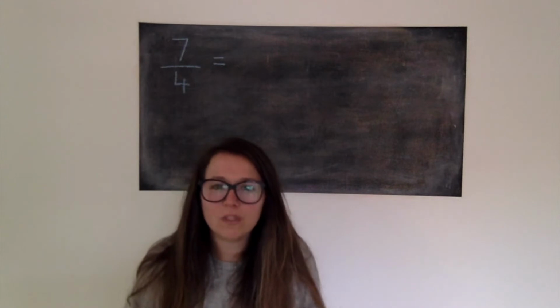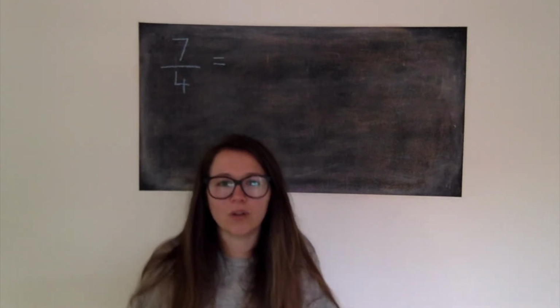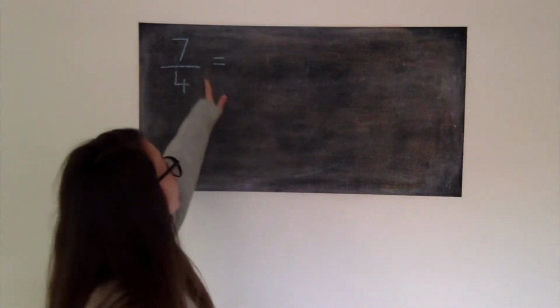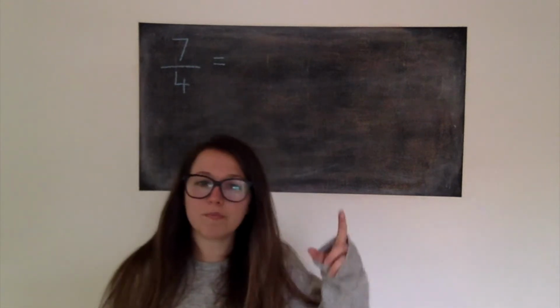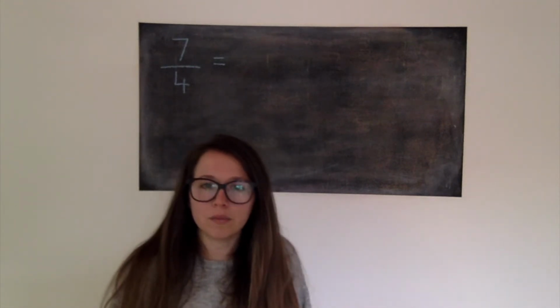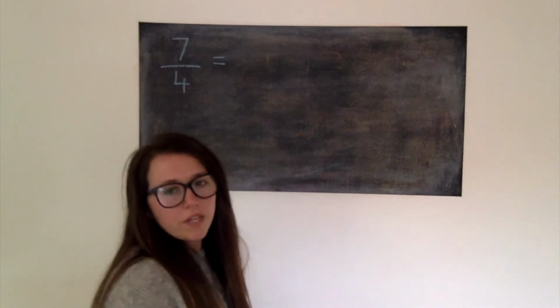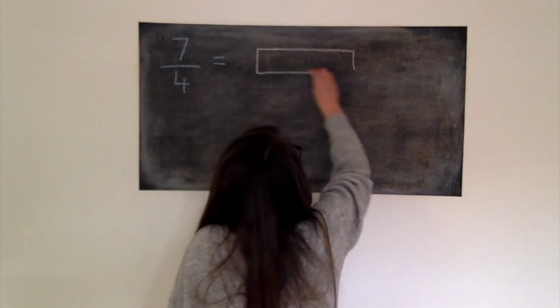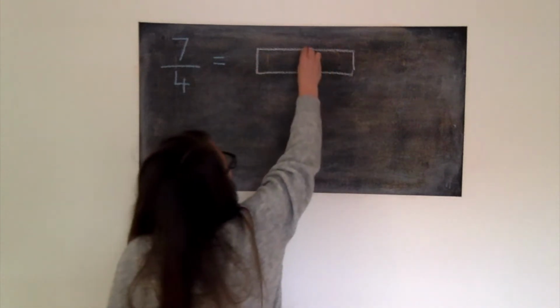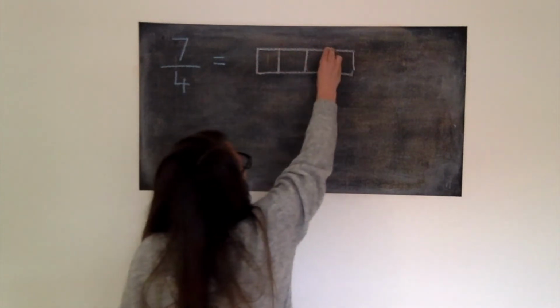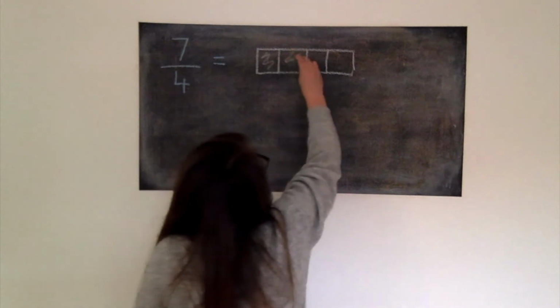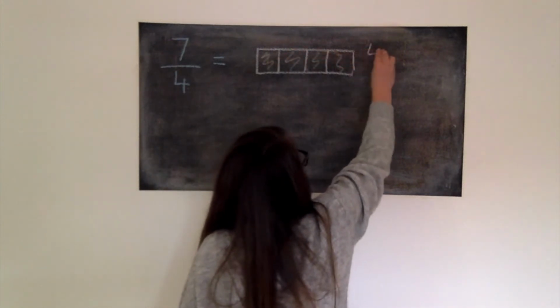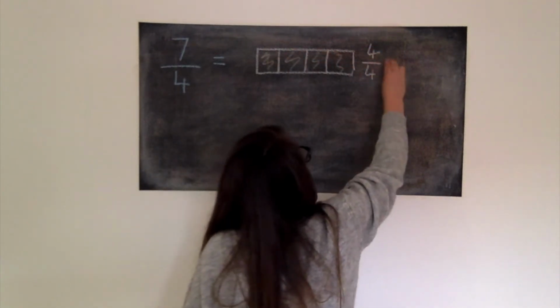Now it's time to pause the video and I want you to have a go on your own. So your improper fraction is 7/4. I want you to draw out the bar models and turn it into a mixed number fraction. So for this we should have started off with our bar model. We are splitting it into 4 equal pieces, what we call quarters. So we've got all of those pieces, 4/4, which is the same as 1 whole.